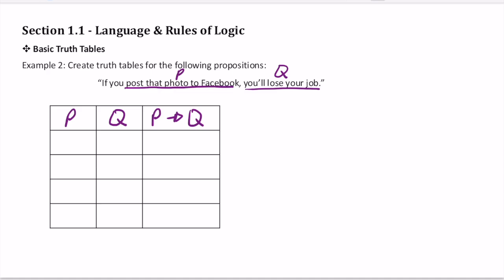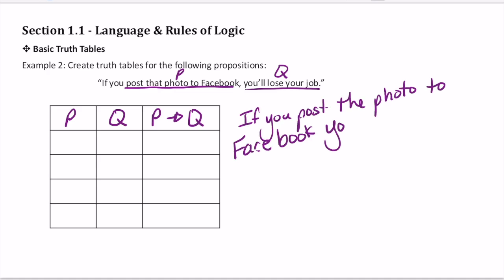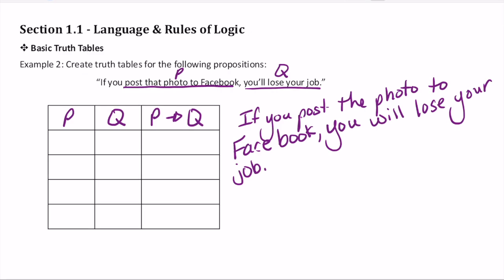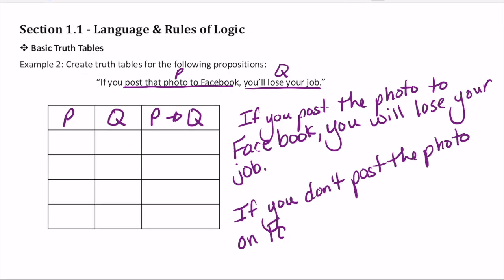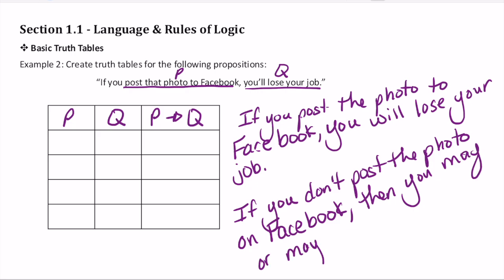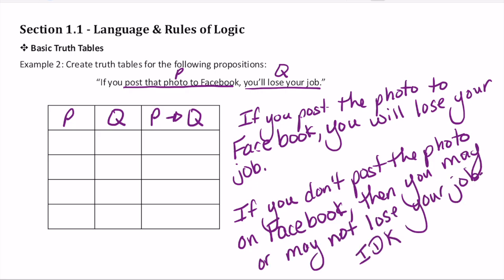Our proposition, if you post that photo to Facebook, you'll lose your job, is essentially saying, if you post the photo to Facebook, you'll lose your job. However, if you don't post the photo to Facebook, then you may or may not lose your job. I don't know. By now, you may have picked up on a pattern for completing the first two columns of the truth table. The first column is true, true, false, false, and the second column alternates between true and false.